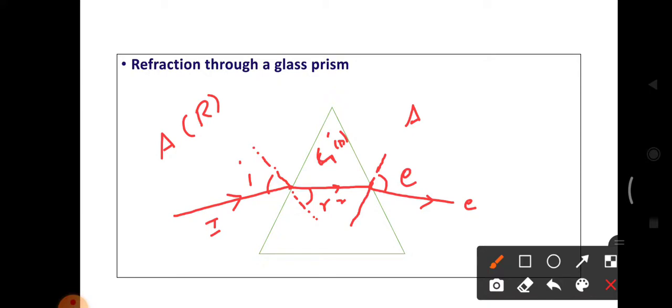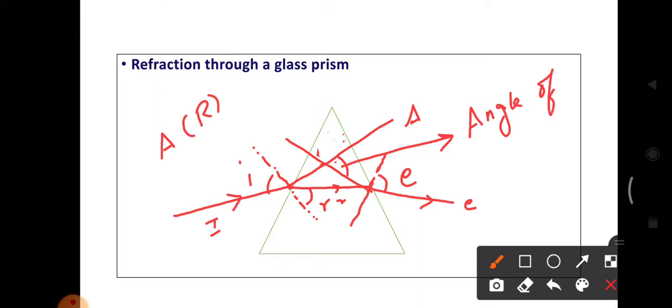If I draw the incident ray at the back, this is very important, please listen carefully. If I draw the incident ray at the back, this is an incident ray. The same, if I draw the emergent ray at the back, they meet at one point and make an angle. This angle is called the angle of deviation.